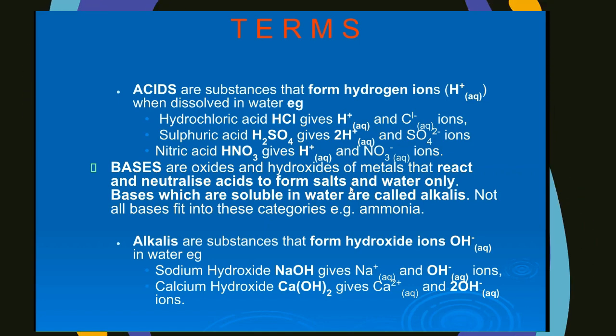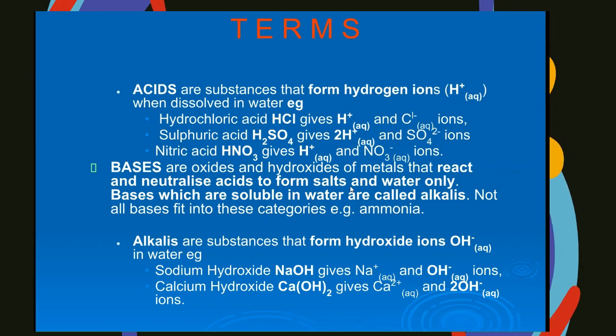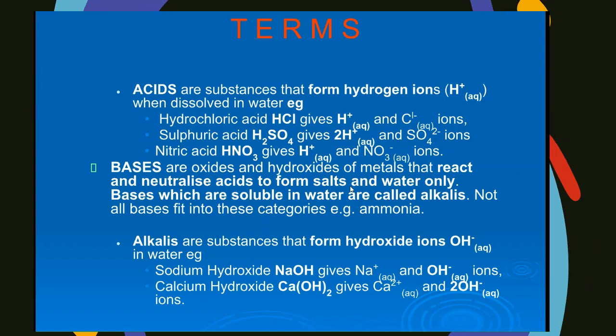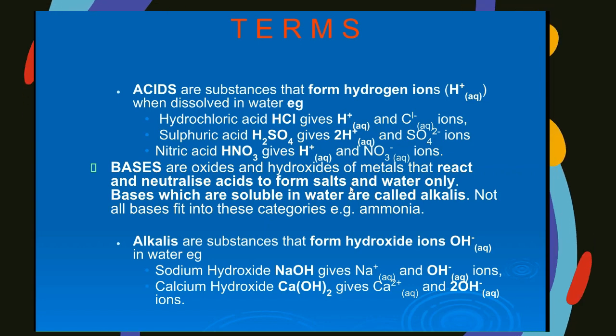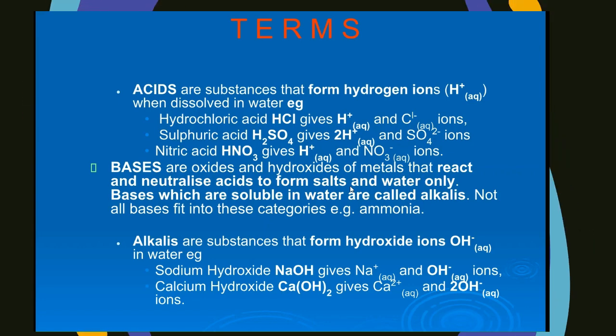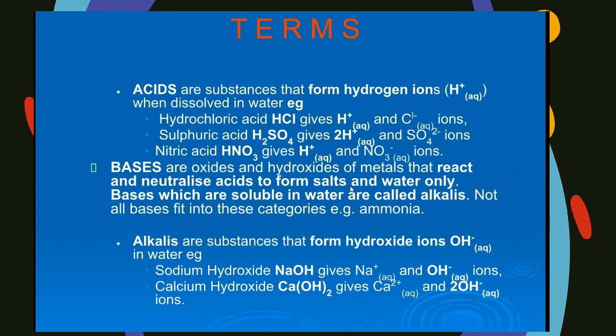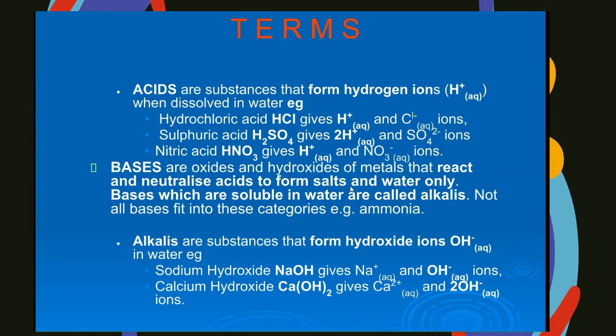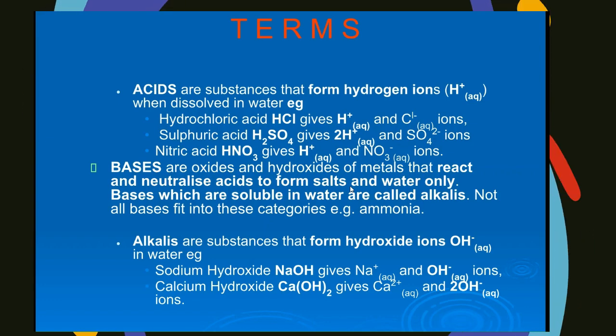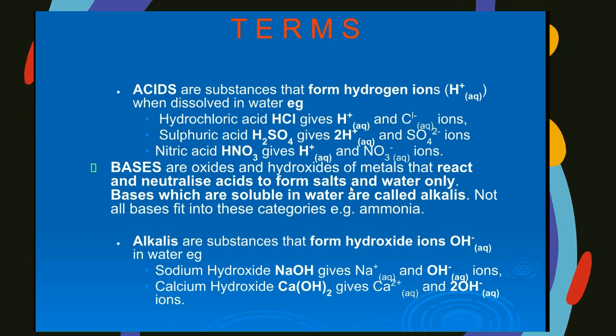Acids are substances that form hydrogen ions, that is H+, in aqueous form when dissolved in water. For example, hydrochloric acid, that is HCl, gives H+ and Cl- ions. Okay, and sulfuric acid, H2SO4, gives 2H+ and SO4 2- ions. We have one more example here, nitric acid HNO3, which gives H+ and NO3- ions.